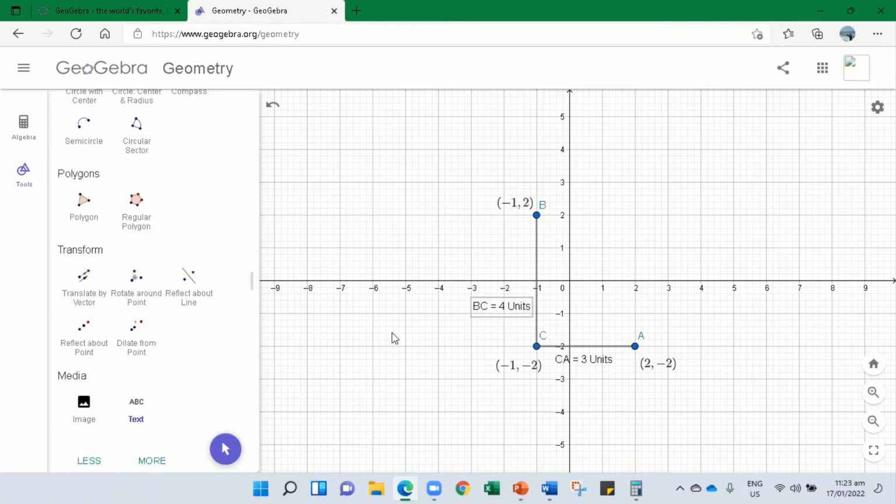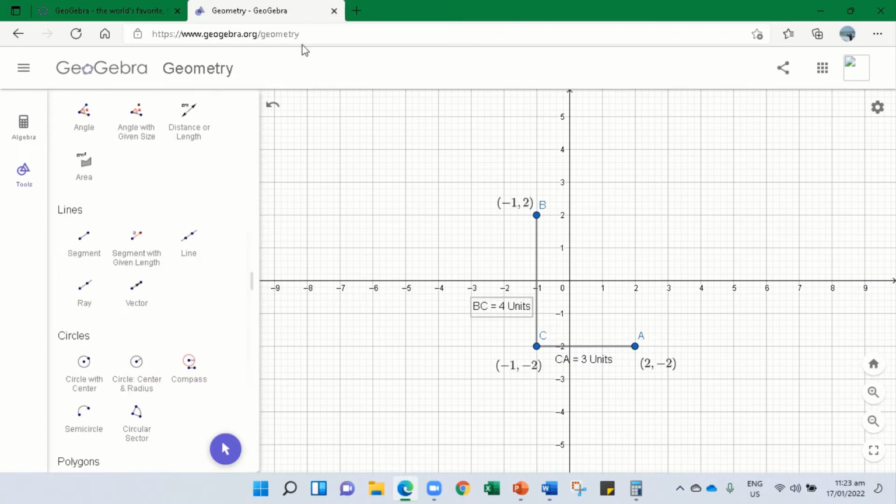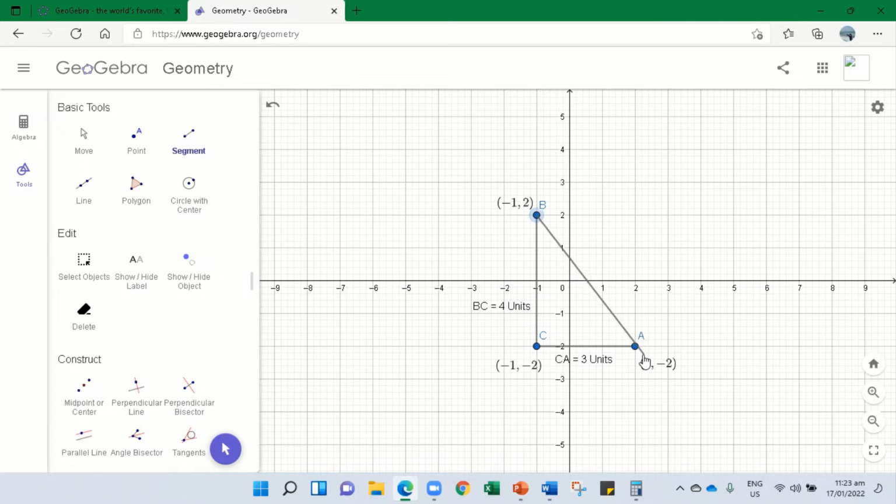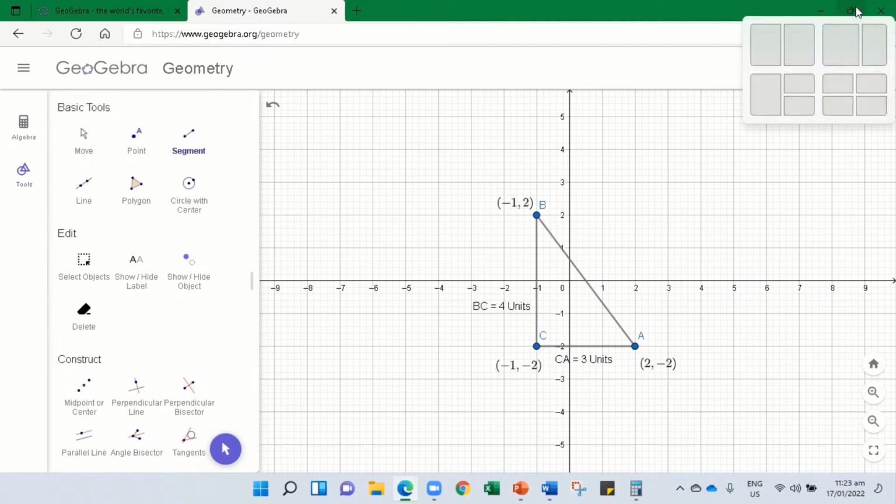However, now the question is how to get the distance between B and A, or AB. As you can see, this is the distance. Now, as you can see, the triangle that was formed is a right triangle. So if it's a right triangle and you have the distance of the two legs of the right triangle, you can use the Pythagorean theorem.